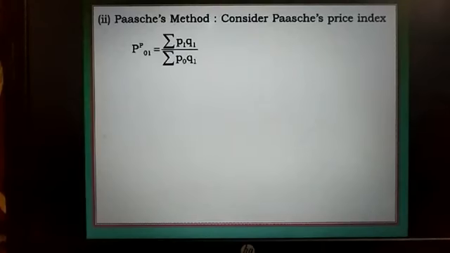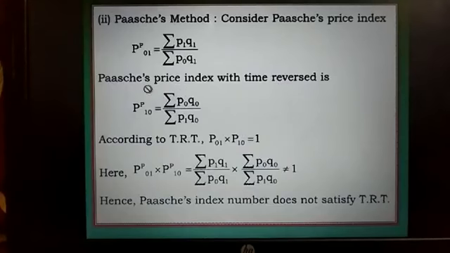What has to be done next? We are performing time reversal test so that time has to be reversed. That means wherever 0 is there here, it has to be replaced by 1, and wherever 1 is there, it has to be replaced by 0. So Paasche's price index with time reversed is: P01 becomes P10, here P1 Q1 and P0 Q1 becomes P0 Q0 and P1 Q0.